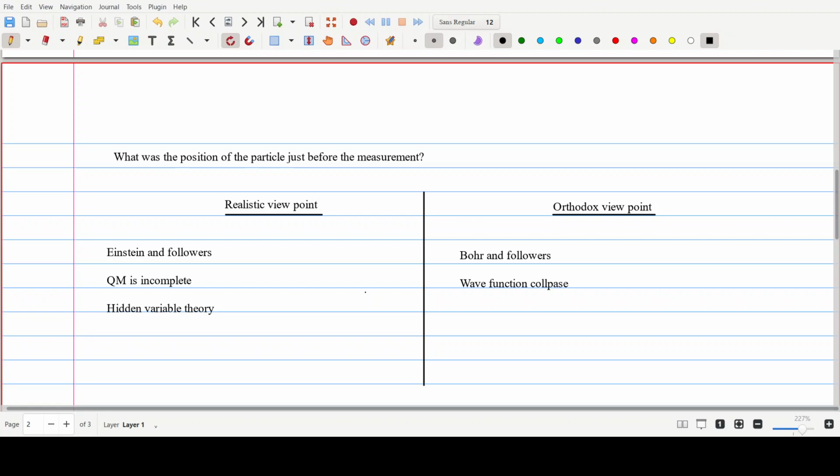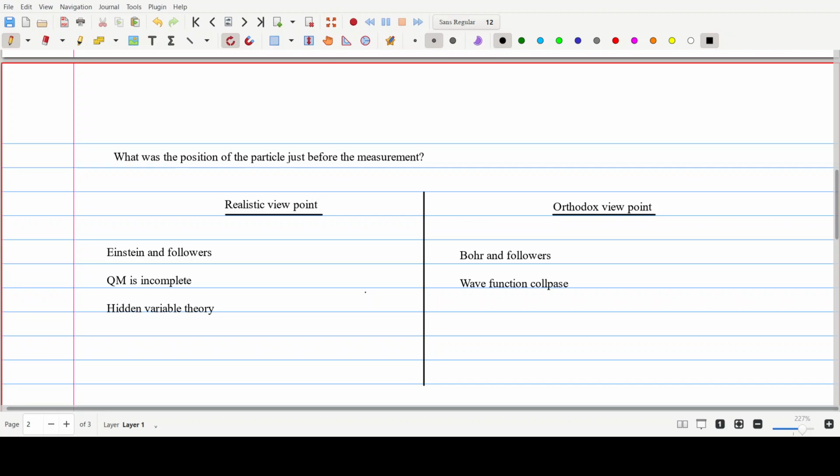So there are basically two different points of view. Not only two, there are many points of view. I am focusing on only two of them because it is really important for our next course of discussion. One is the realistic viewpoint, and the other is the orthodox viewpoint. The realistic viewpoint was put forward by Einstein and his followers. According to this viewpoint, the particle must be very close to C, or at position C, just before the measurement.